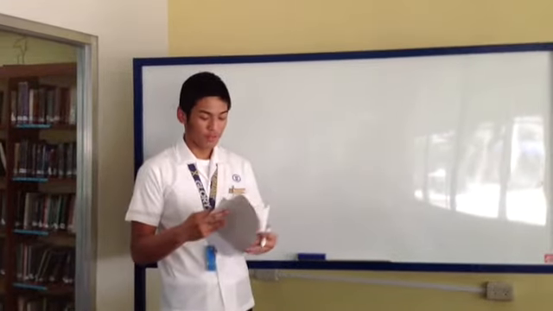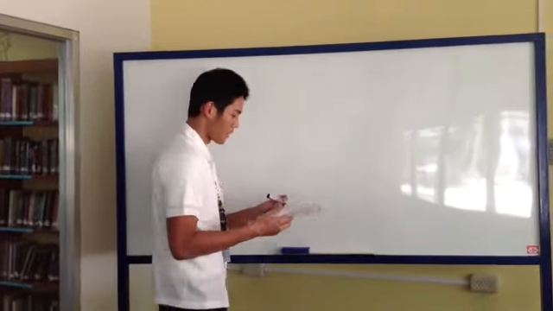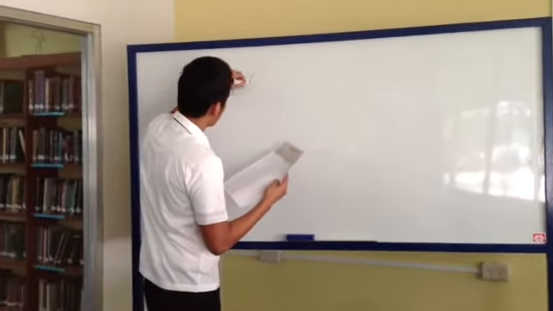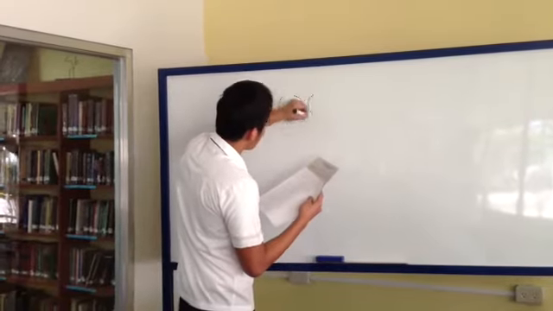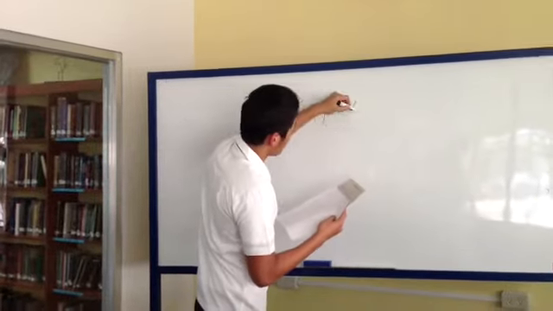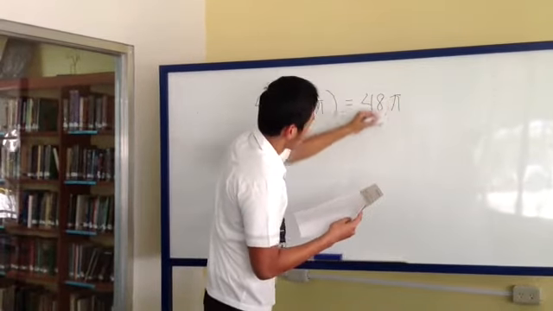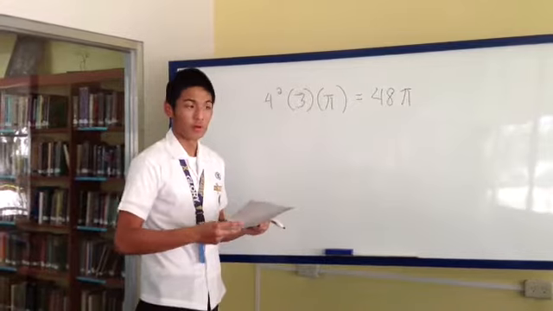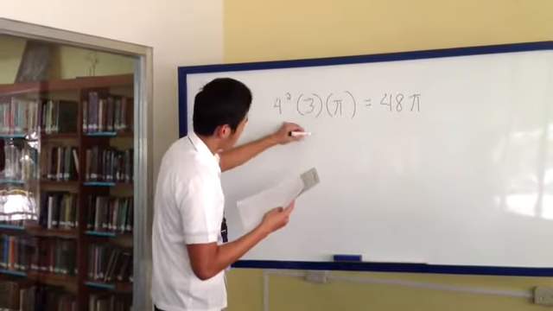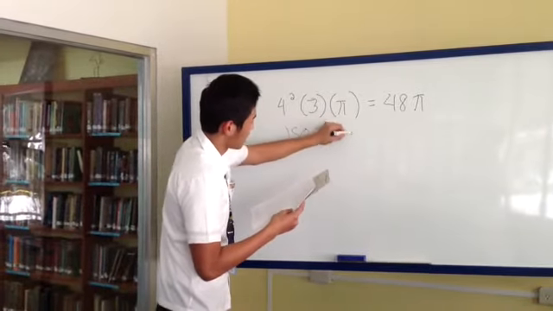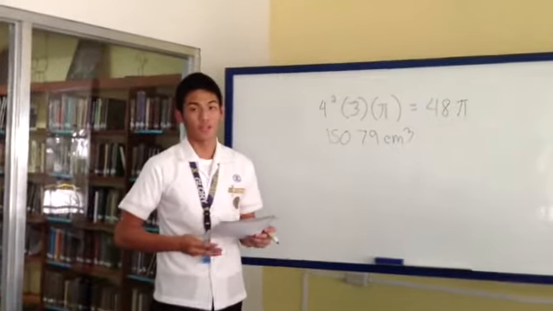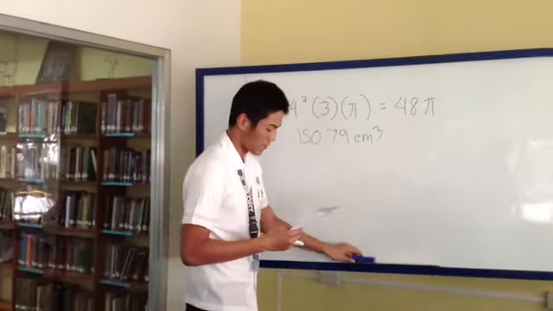In order to find the volume of one mooncake, you have to multiply 4 squared by 3 and by pi, which will be equal to 48 pi. If you convert pi to the standard form, it would be 150.79 cm cubed. So 150.79 cm cubed would be the answer for number 1.